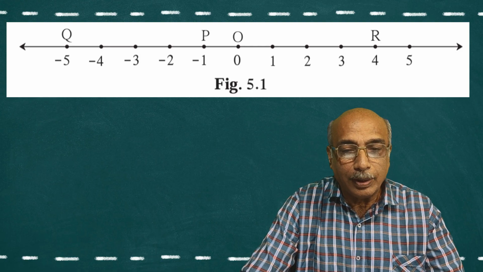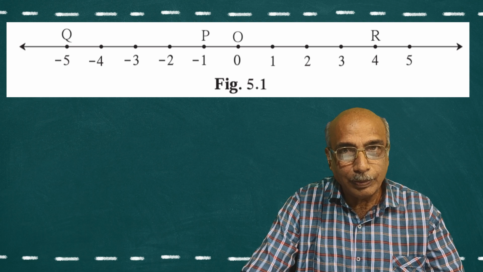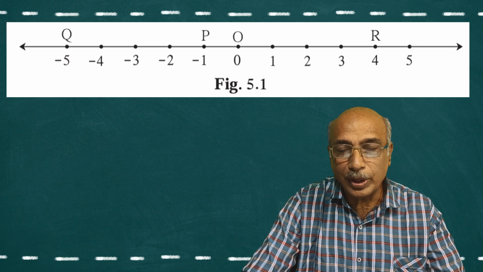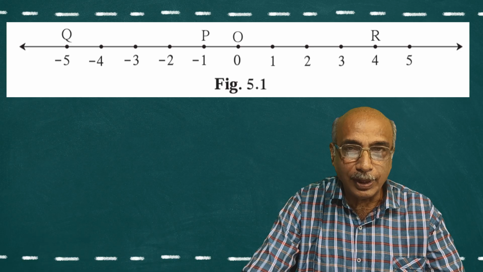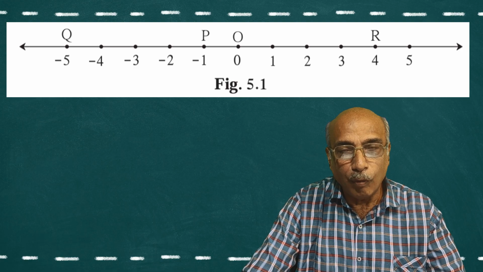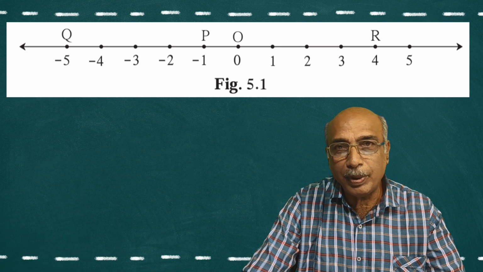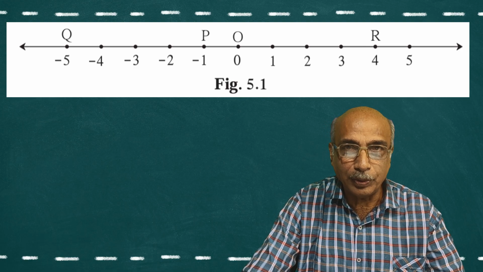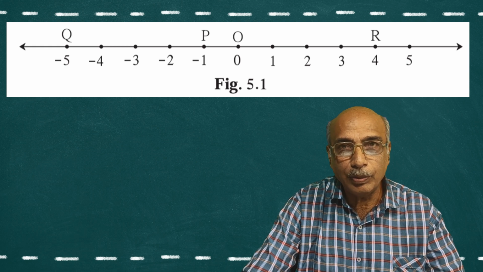For example, coordinate of R is 4 and that of P is -1. So coordinate of R is on the right hand side, so it is the greater coordinate, and P is on the left hand side, it is the smaller coordinate. If I want to find out the distance, distance PR equals greater coordinate minus smaller coordinate, that is 4 minus (-1) equals 4 plus 1 equals 5. So distance PR equals 5.